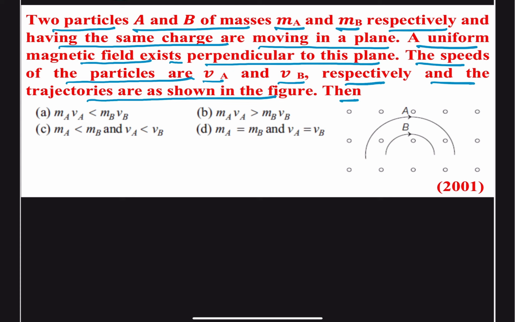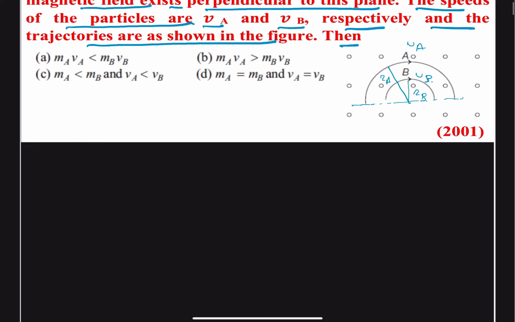So we are given the figure, and it says that the two particles are moving in a path which is like a semicircle. The velocity of particle A is given as VA and the velocity of particle B is given as VB. As they are moving in a semicircle, let us say the radius of particle B is RB and the radius of particle A is RA. As they are moving in a circular motion, the magnetic force is going to provide the centripetal force. So we start from there only.